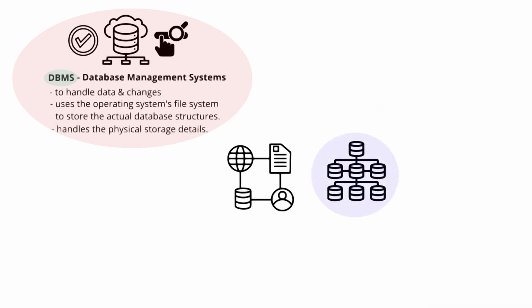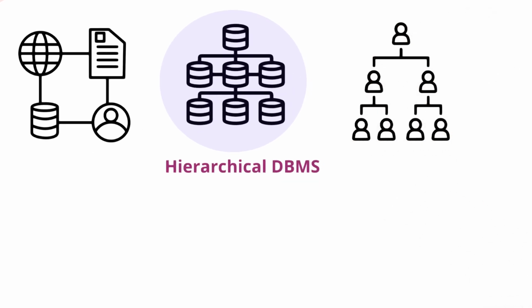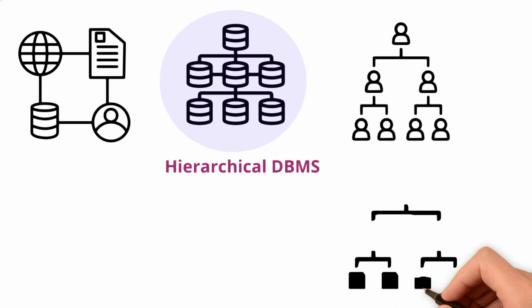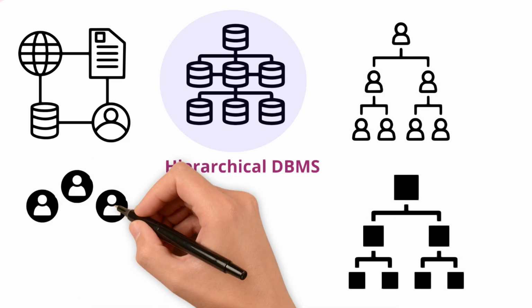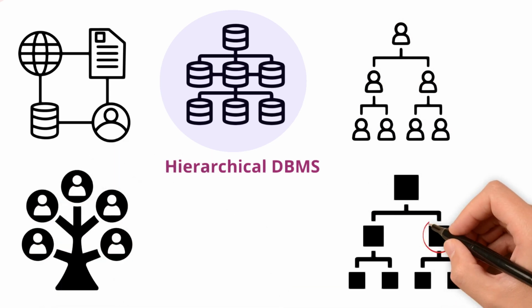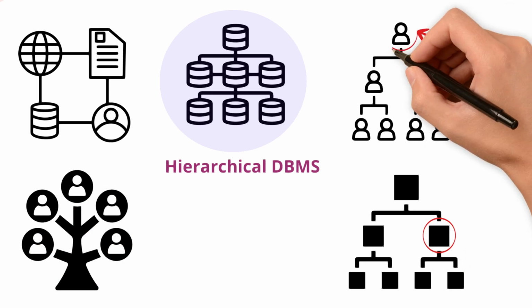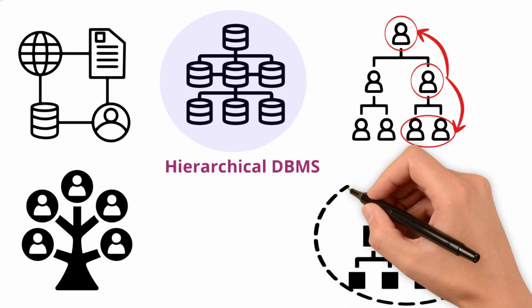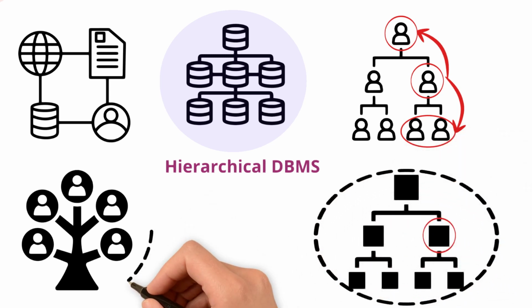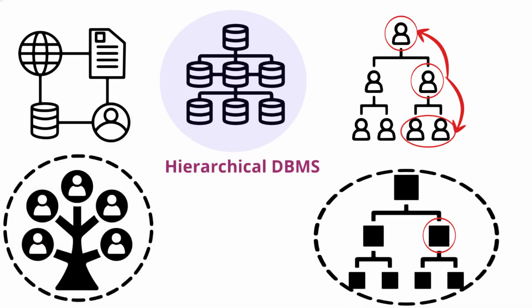One of them is Hierarchical DBMS. To understand this, imagine a family tree. It's like a hierarchical database. It organizes data in a parent child relationship, forming a tree like structure. Each record is like a person in the family tree. It has one parent record, their ancestor, and can have multiple child records, their descendants. You navigate through the hierarchy to find specific data, like how you follow branches in the family tree to find a particular person.